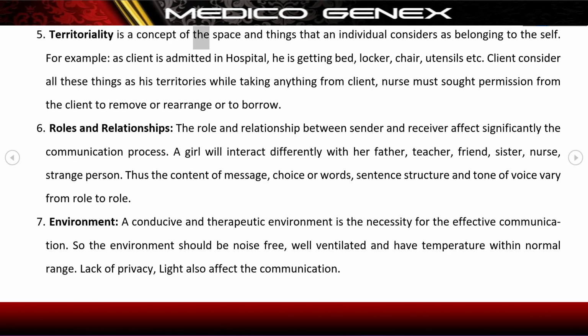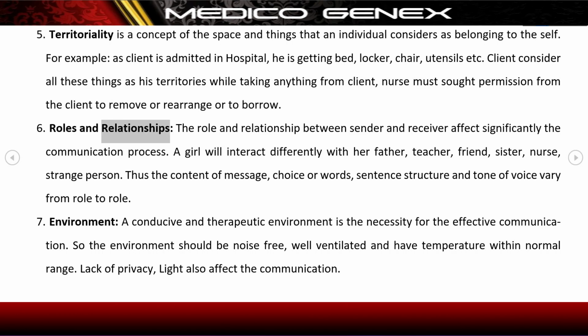Territoriality is a concept of the space and things that an individual considers as belonging to the self. For example, as client is admitted in hospital, he is getting bed, locker, chair, utensils, etc. Client considers all these things as his territories. While taking anything from client, nurse must seek permission from the client to remove or rearrange or to borrow.